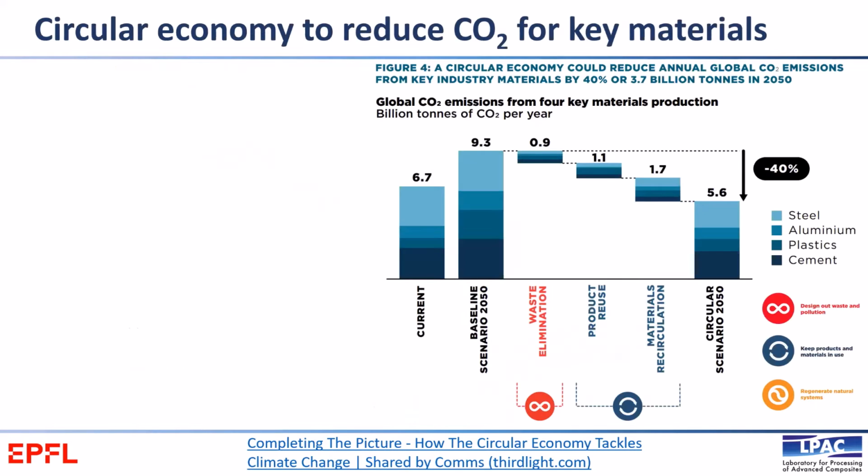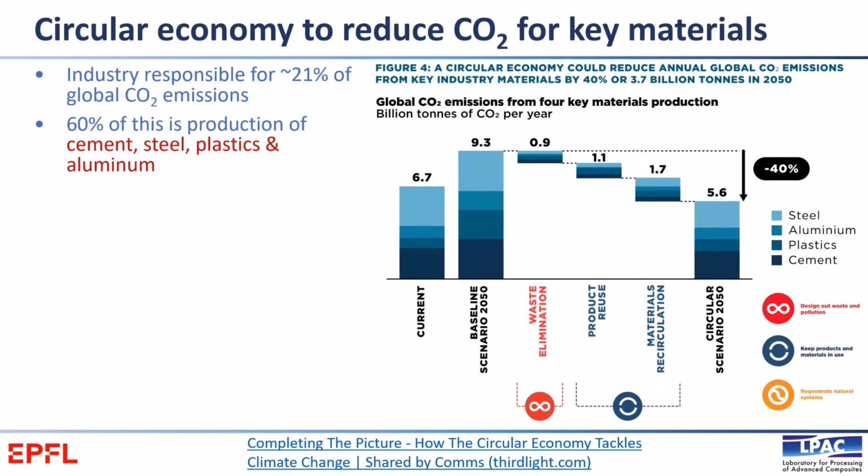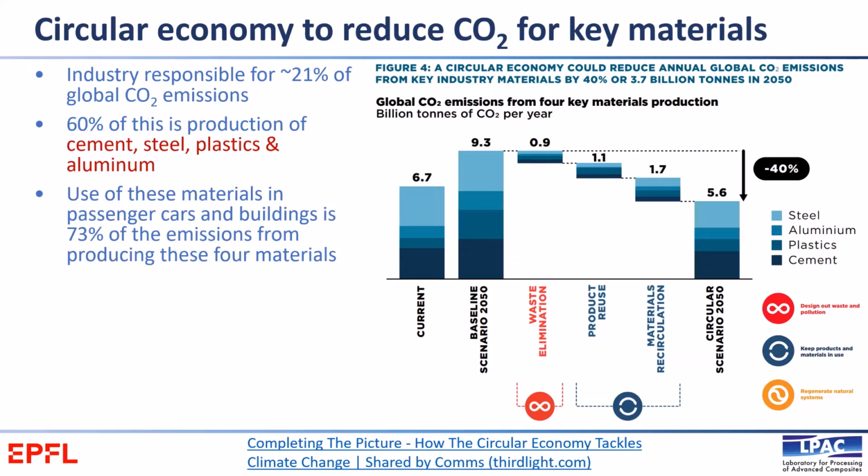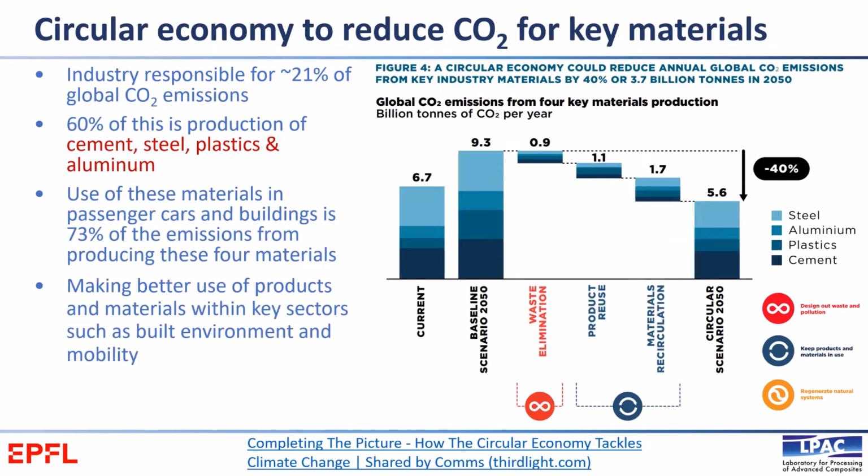To look more specifically at some important materials, okay, industry is responsible for 21% of global emissions, and 60% come from our toolkit as material engineers and mechanical engineers: cement, steel, plastics, and aluminium. So our industries have a huge role to play in how we change. 73% of this is used in vehicles and buildings. You can see here the current scenario. This is the baseline for 2050 and where we want to get to.